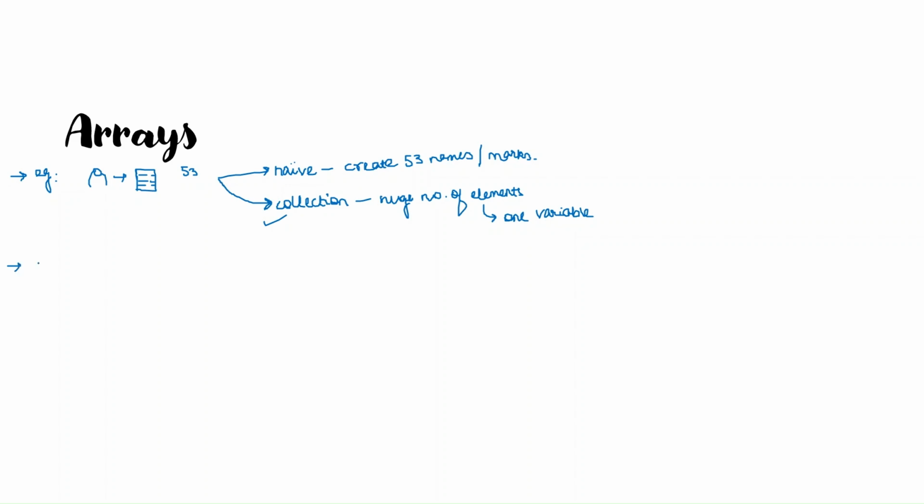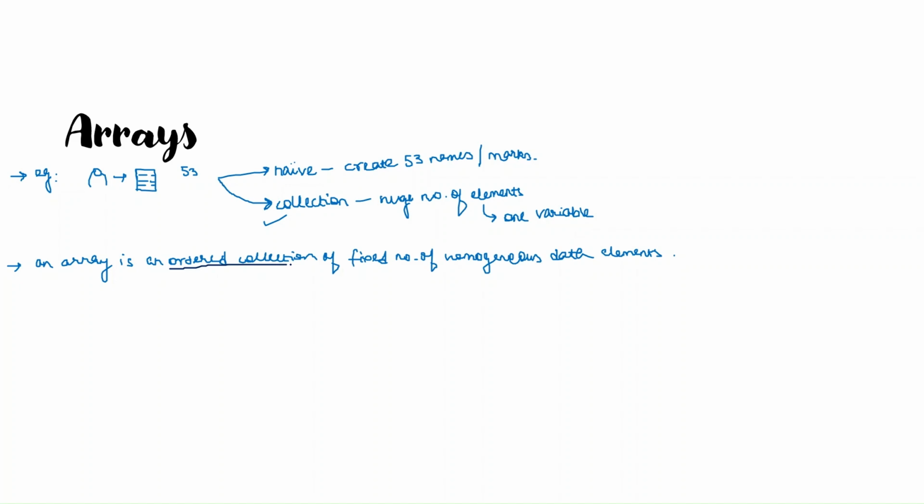Talking in a definitive way, an array is an ordered collection of fixed number of homogeneous data elements. Okay, now let me break this down into simpler terms so that it'll be easy for you to understand.